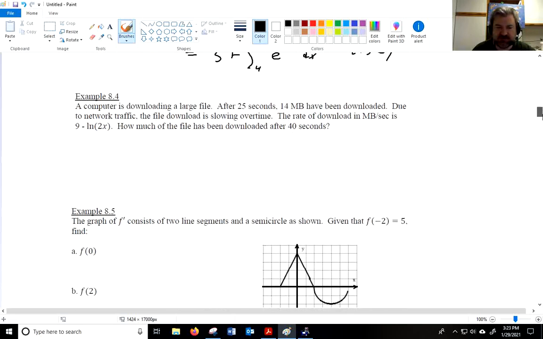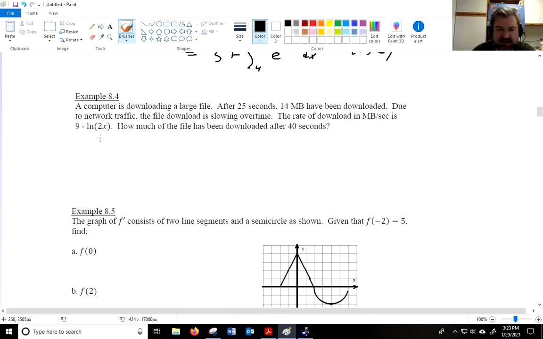All right, let's take a look at another example. A computer is downloading a large file. After 25 seconds, 14 megabytes have been downloaded. Due to network traffic, the file downloading is slowing over time. The rate of the download in megabytes per second is 9 minus the natural log of 2x. How much of the file has been downloaded after 40 seconds?